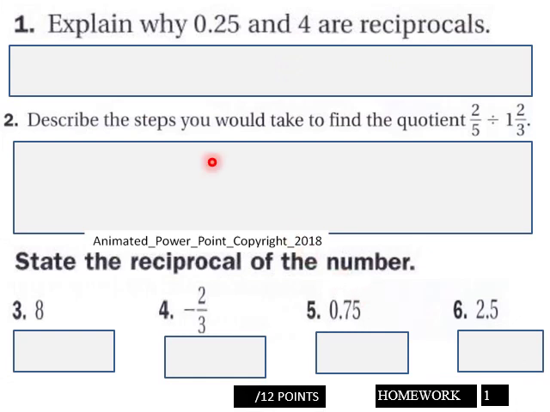And page 1 here, explain why 0.25 and 4 are reciprocals. Put your explanation there. 2, describe steps you would take to find a quotient of this situation in here. Describe means to write, students. Explain means you need to write full sentences, okay? And then state the reciprocal of these numbers down here. You got 12 points here on page 1.